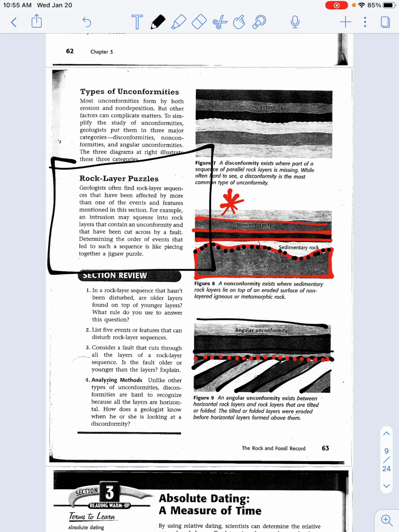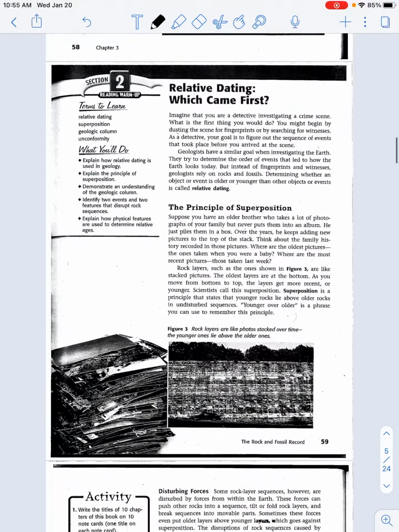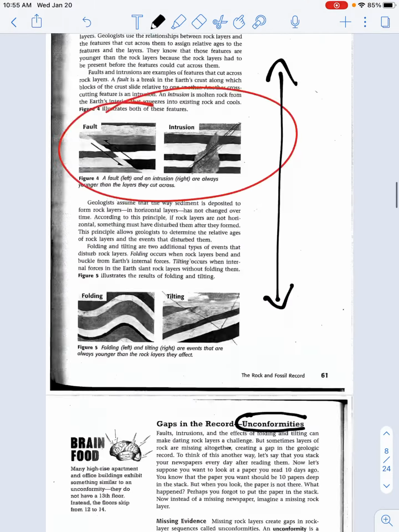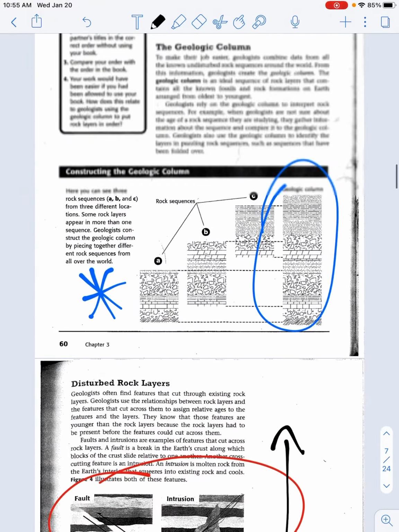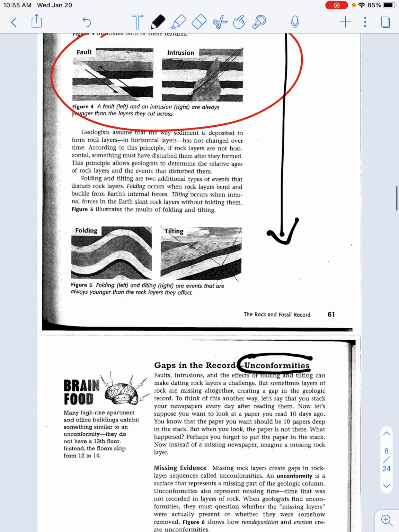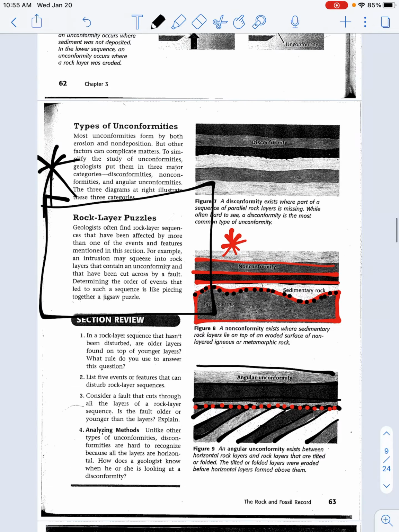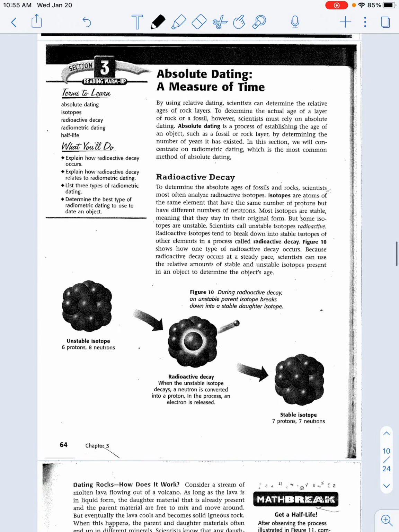Okay, so I'm going to stop this video right here. This video is going to get you through the last paragraph of page 60, through the unconformities and the types of folding, faulting, tilting, and intrusion. The next video I make will go to absolute dating, and we'll talk about that. That's section 3. So good luck on that. Message me.